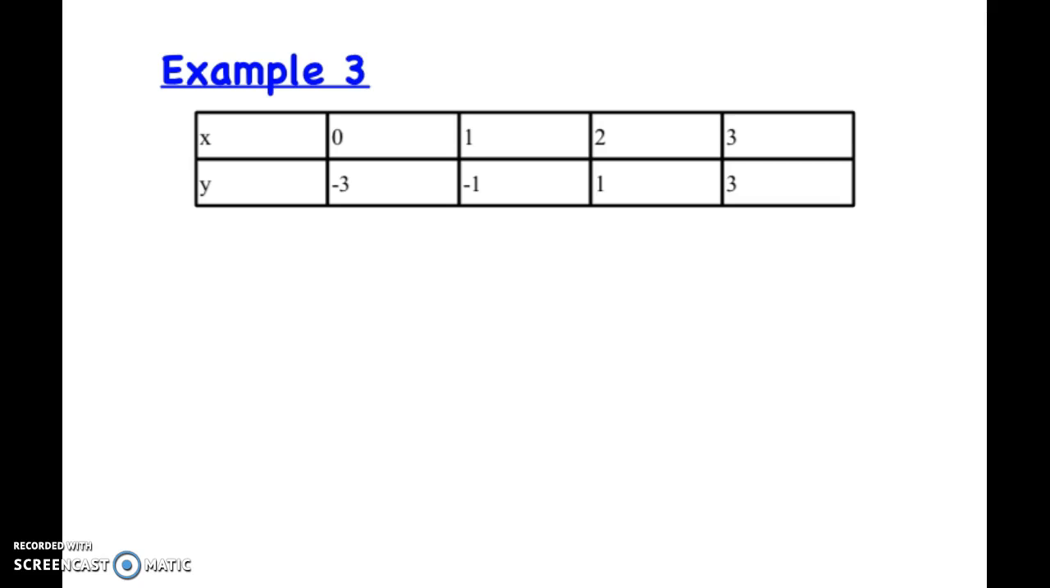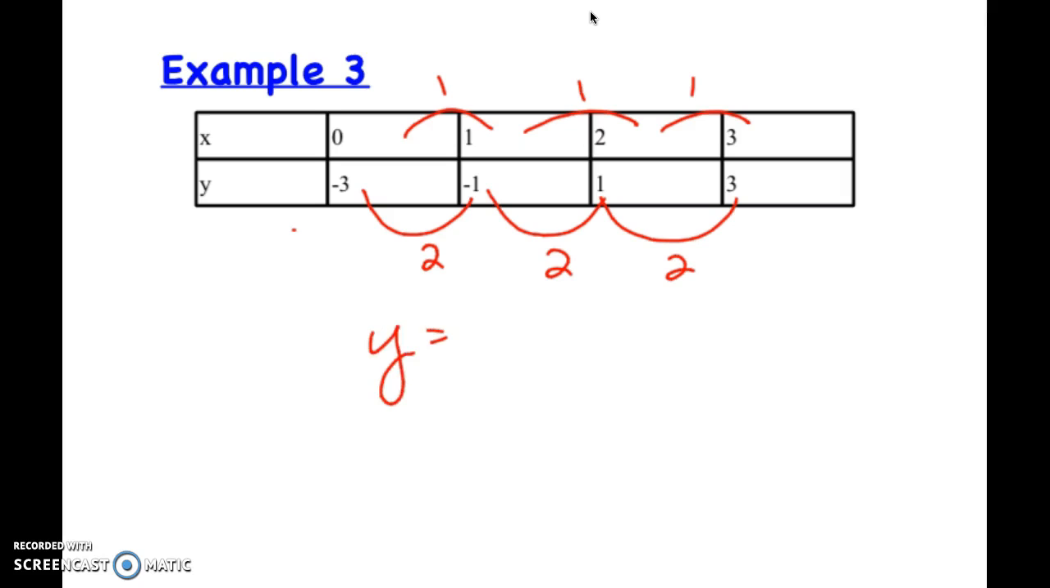All right, why don't you try number 3 on your own and then come back and see how you did. I hope that you started by noticing from negative 3 to negative 1, it goes up 2. From negative 1 to 1, it also goes up 2. And from 1 to 3, up 2. Every time x is counting by 1. So your multiplier should be y equals 2x. The multiplier is just the 2.